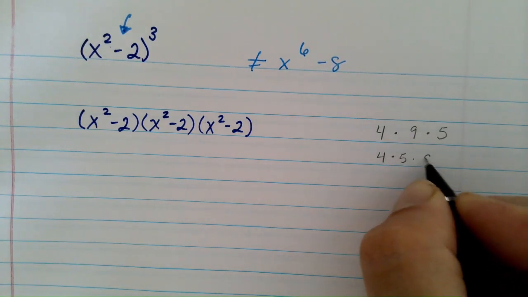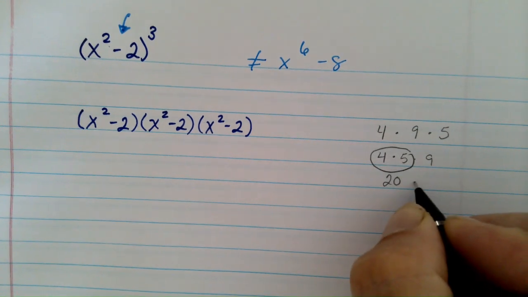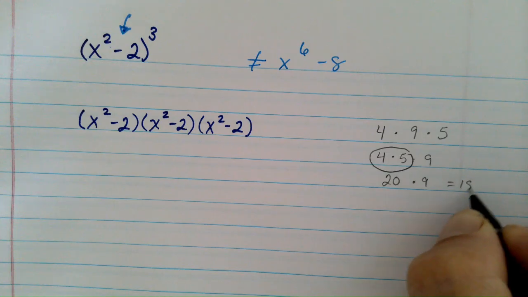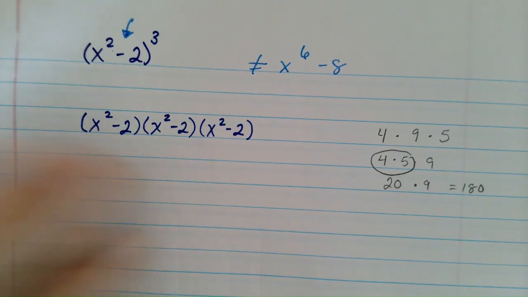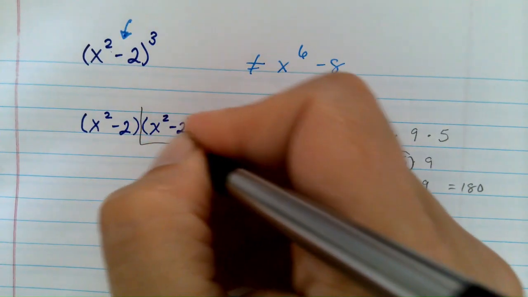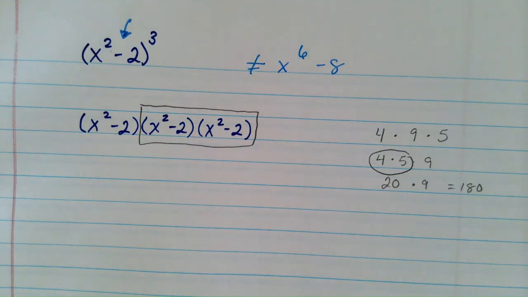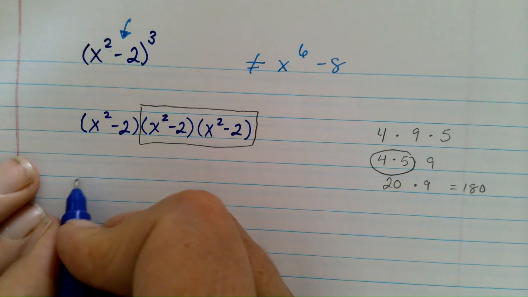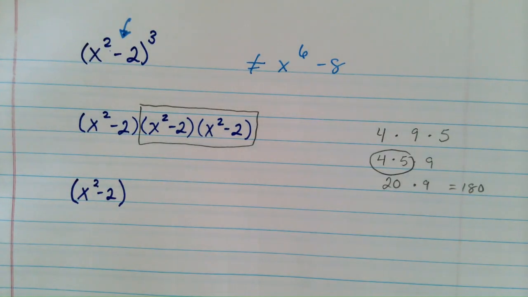4 times 5 times 9. I'm going to do 4 times 5 is 20, and 20 times 9 is 180. So I multiplied 2 of them together, and then I took it times the third one. That's what we're going to have to do here: multiply 2 of them together. Do I care which 2? No. I'm going to multiply those 2 together first, and then multiply by the third one. Okay, so let me bring down my x squared minus 2 that I'm not using yet. And then I'm going to do my FOIL work.